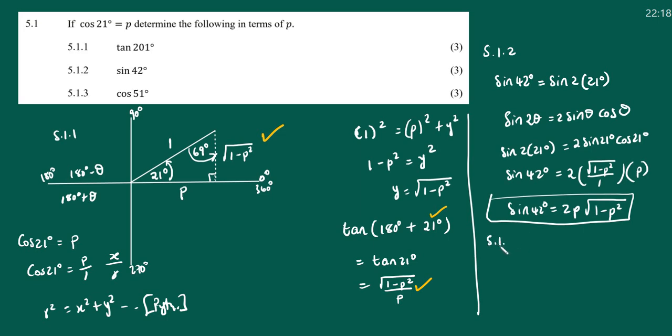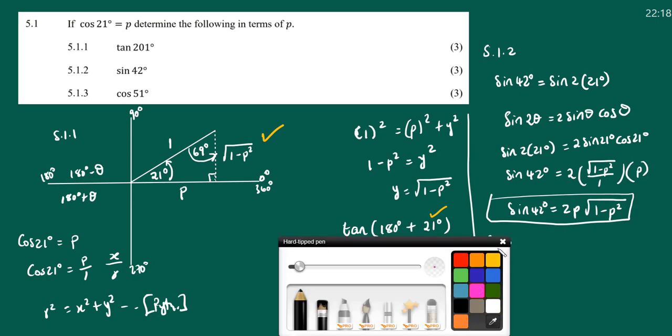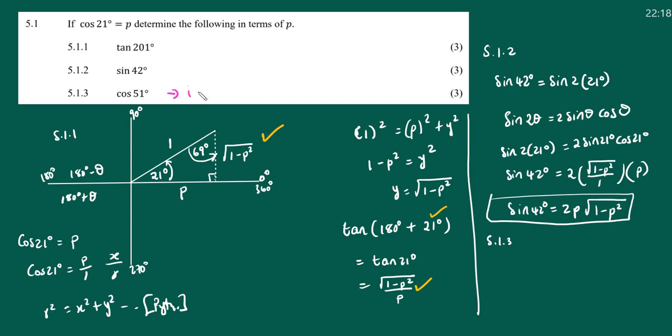5.1.3. The cos 51. It's an acute angle, meaning it's less than 90. Now ask yourself, is it a double angle of one of these? I don't see it as being a double angle of 21 or a double angle of 69. So it's not a double angle. If it's not a double angle, good people, immediately invite the special angles. The special angles that we have are 30 degrees, 45 degrees, and 60 degrees.